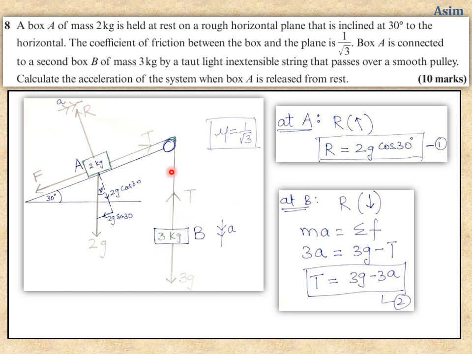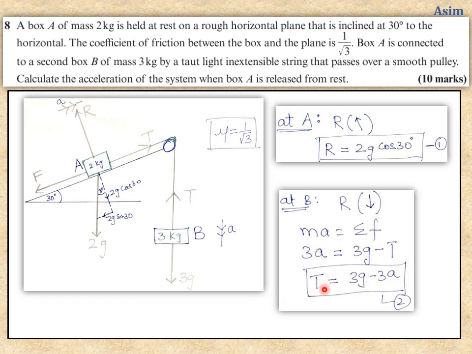Next, now at B. On this plane the object is in motion, accelerating with acceleration a, and remember, because they are connected, both particles will move with the same acceleration. So particle A is moving up with acceleration a, and at the same time particle B will move down with acceleration a. Now dynamics will come and our magical formula, resultant force equals ma, will come again. Because it is in motion, F equals ma. We're taking downward as positive because it is going down. So 3g will be positive, T will be negative. This is your resultant force, mass, acceleration, and you get an equation of T in terms of a.